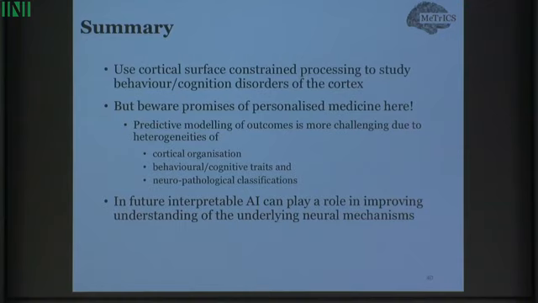So in summary, I got really quite fast. Obviously, I'm going to say, if you're interested in the cortex, use cortical surface constrained processing, preferably my software. But we have to be aware of making promises of personalized medicine. It would be really great if at some point in my career I can predict individual markers of IQ and stuff, but we're a long way from doing that, due to the heterogeneities in the data and the phenotypes. But hopefully in future, interpretable AI can play a role in improving understanding of these underlying mechanisms.